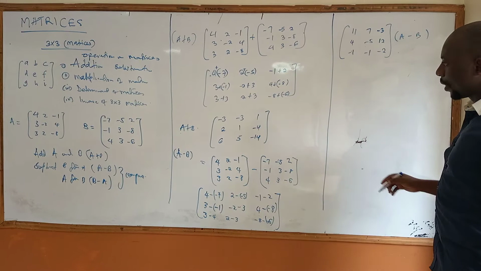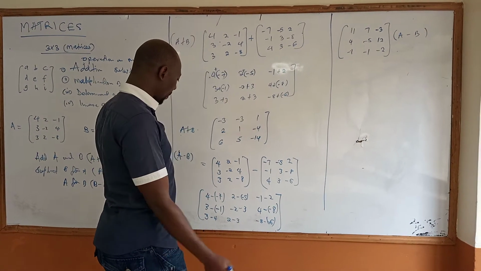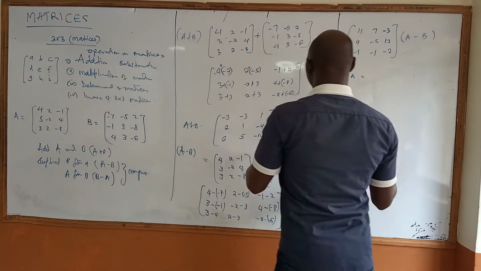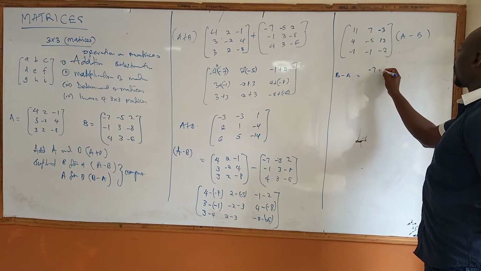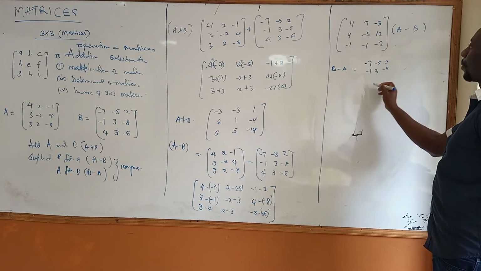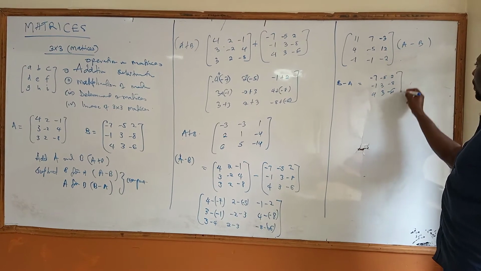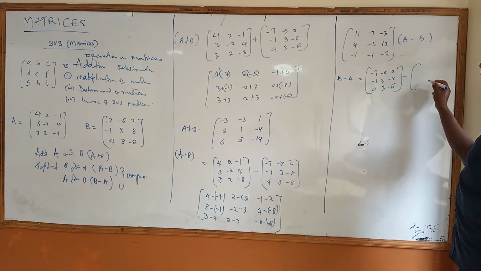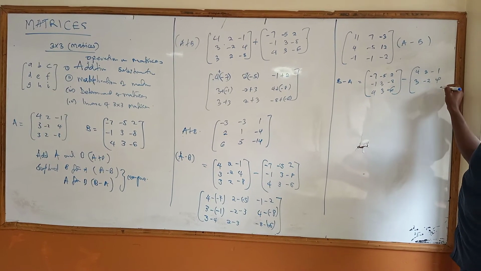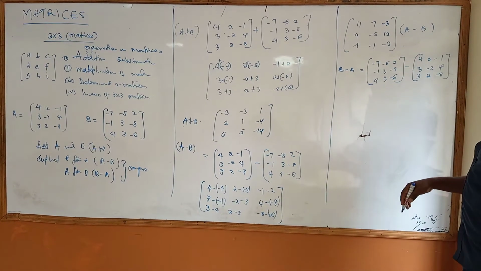And we are told to compare with B minus A. So we reverse the order as B minus A. B minus A shall be in this format. That is, you now first start with B. That is negative 7, negative 5, 2, negative 1, 3, negative 8, 4, 3, negative 6. That is B. You minus A, which is 4, 2, negative 1, 3, negative 2, 4, and 3, 2, negative 8. So you get the difference.